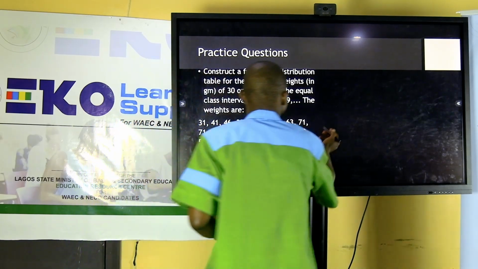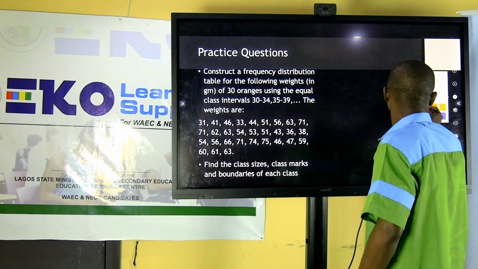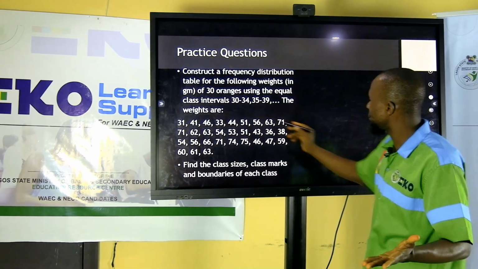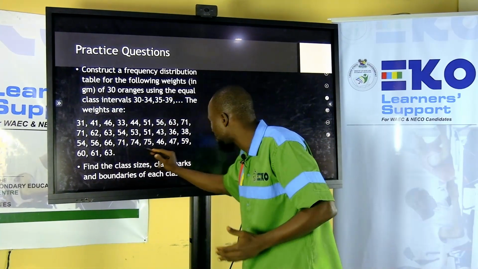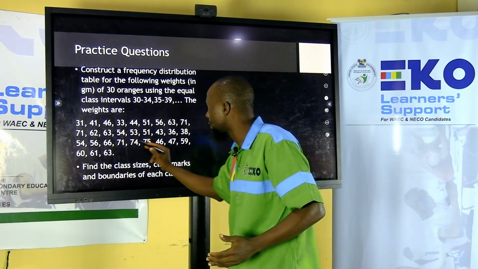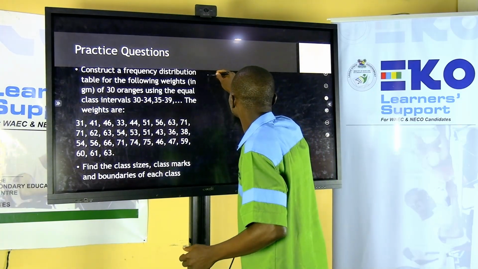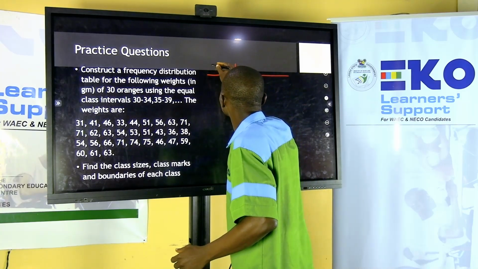So how do we do this? All right, to do this, we have been given the class interval. We have 30. Can we see which one is the lowest number there? Okay, I have 31. So let's draw that. Class interval.